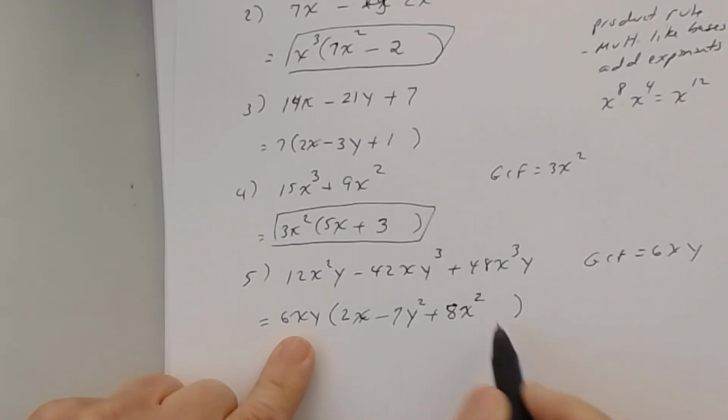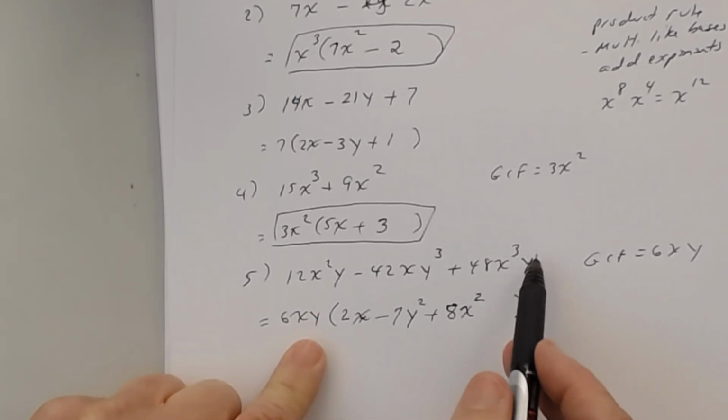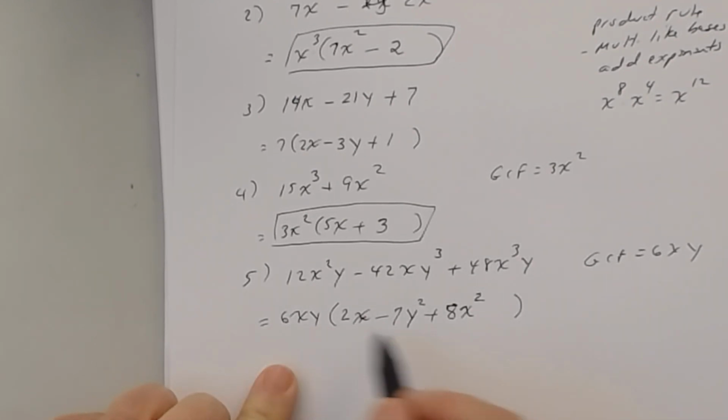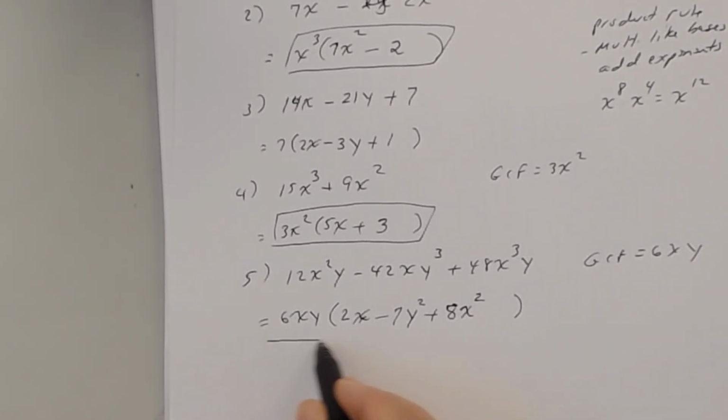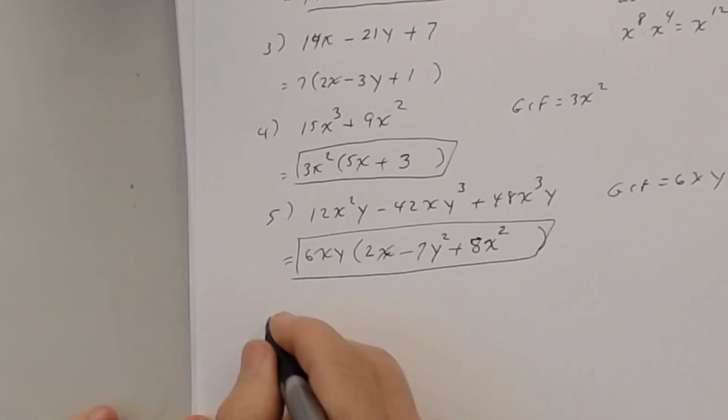No. If you put a y, let's say you made a mistake and put a y, check yourself. Y times y is what? Y squared. But what do I want? Y. So I don't need a y. So always check yourself. And so there's your answer. Okay, number 6.